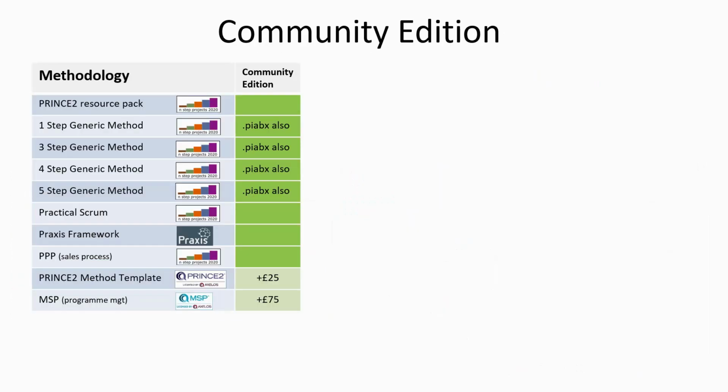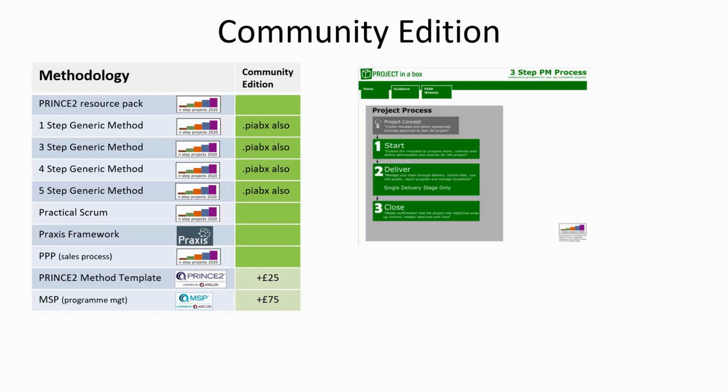So Community Edition, as I mentioned, has a pack of 8 standard methods within it for free. 4 of those are available with Word templates or with piabx templates, and you can use any of those to create projects in your system, so you can have multiple different methods. You can also add on, if you want to, the full official Prince2 and MSP method templates. So this is what a typical method looks like.